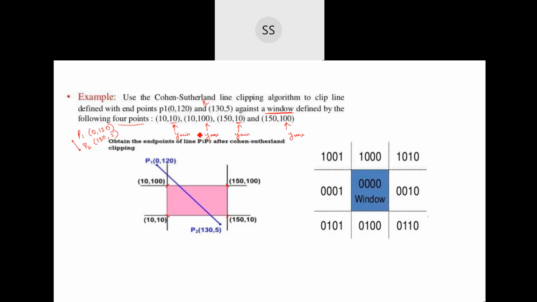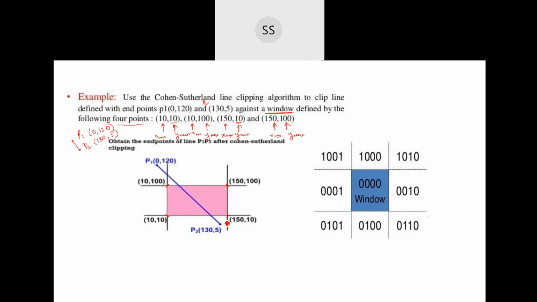Then what have we been given here? You have a 10 value, and in this case you can call this your x min, and this can be called your x max. In the same way, this can be called your x min and this your x max. So accordingly you have to draw your window.